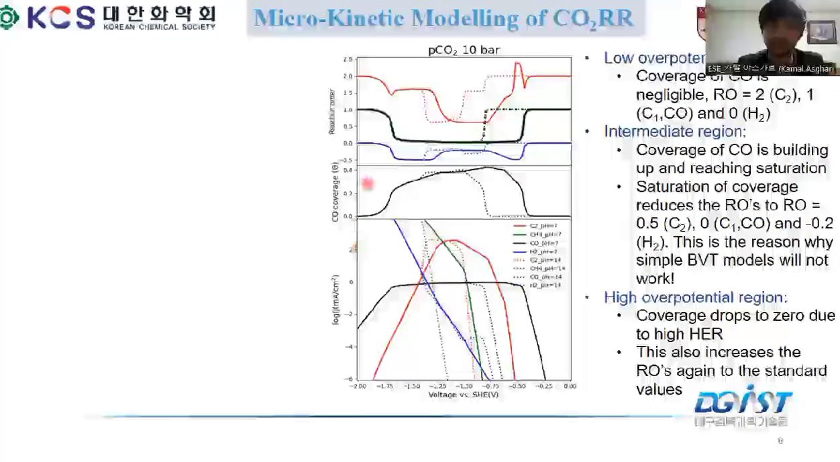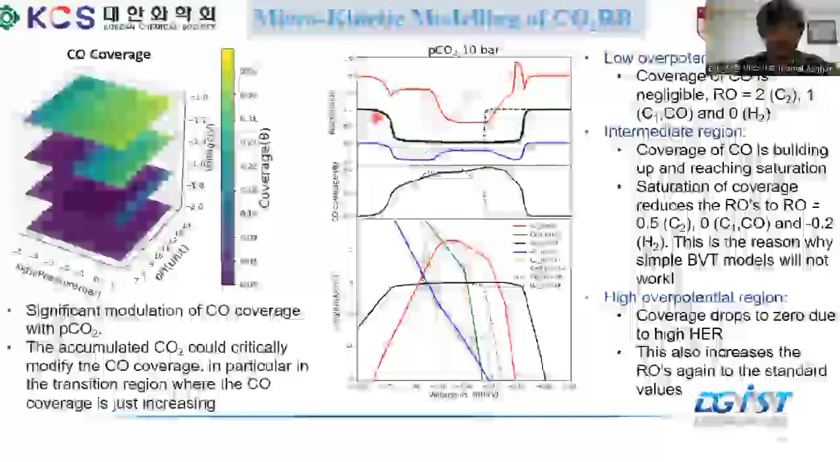Now we will consider the higher potential region. At higher overpotential, coverage drops to 0. It drops to 0 due to higher HER. This also increases the reaction orders again to the standard values. So we can say all products' reaction orders are going back to the standard.